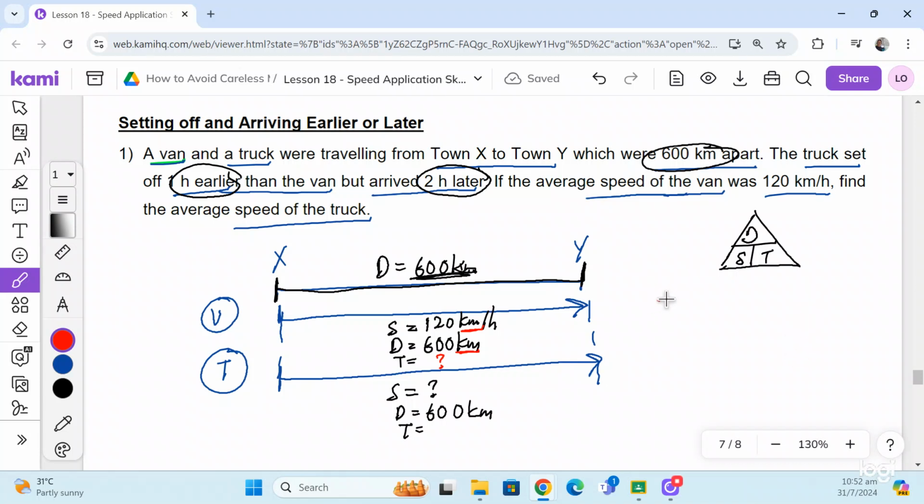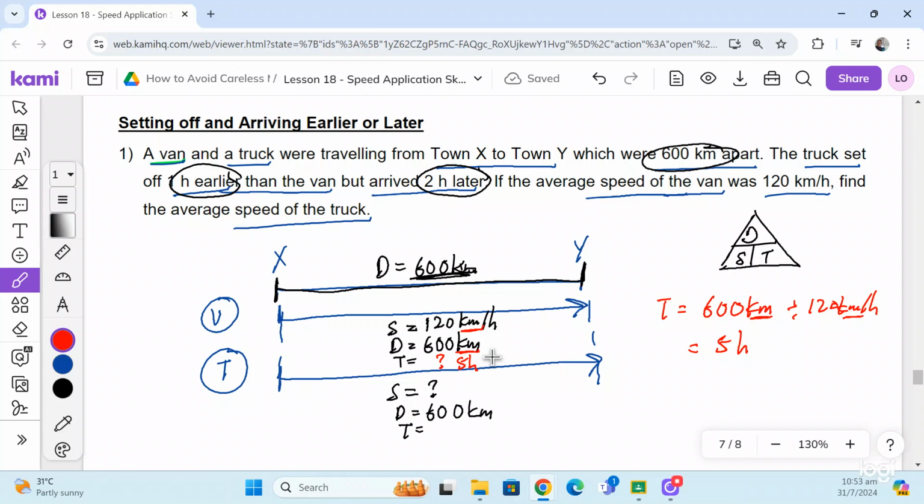For example, I always tell my students, when you work out the answer, you don't just write 600 divided by 120. You have to write down the units, and then you divide by 120 km per hour so that you can check to see whether you have the same km. And if you don't have the same units, then you will have to make it the same before you can divide. So you divide, you will get 5 hours. So the van took 5 hours to travel.